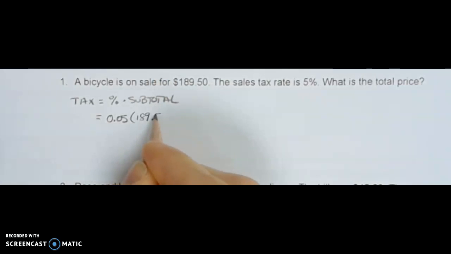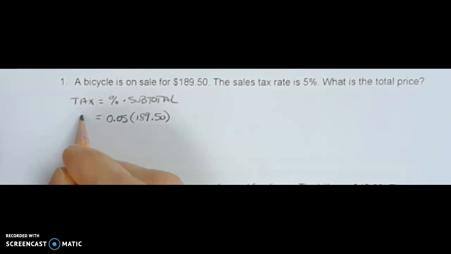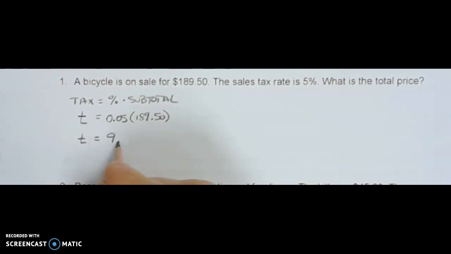$189.50. What we're going to have to do is calculate how much tax there is. So we're going to use T for tax. And in order to get the tax, all we have to do is multiply 5/100ths by $189.50. And when you punch that into your calculator, you get the decimal 9.475 thousandths.